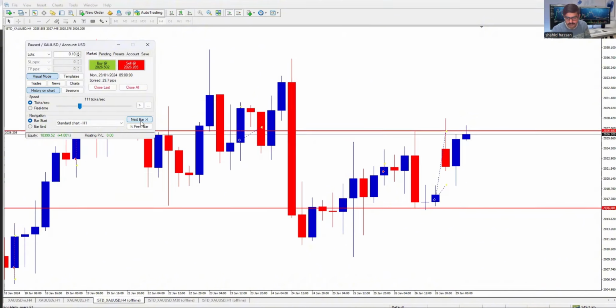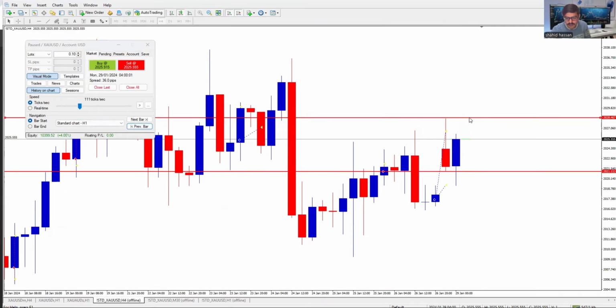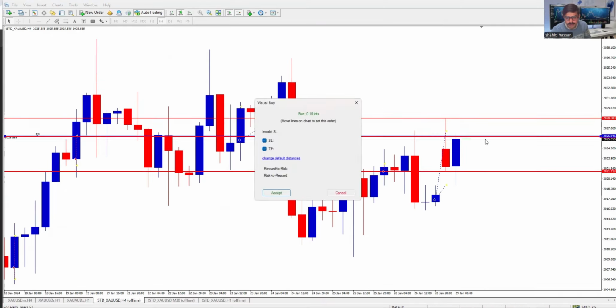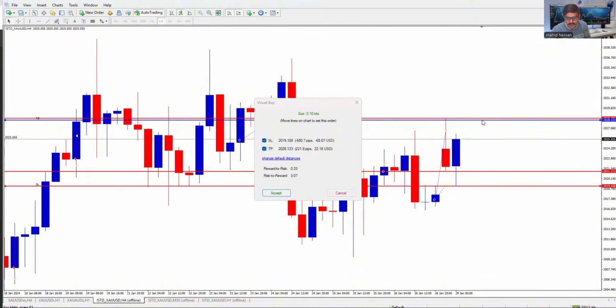See here, no setup has been formed, and the market is bullish. No setup has been formed yet. No setup is formed here. This is a setup. We have got a setup of rain, so we will sell.